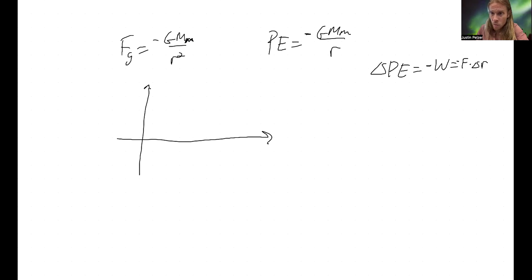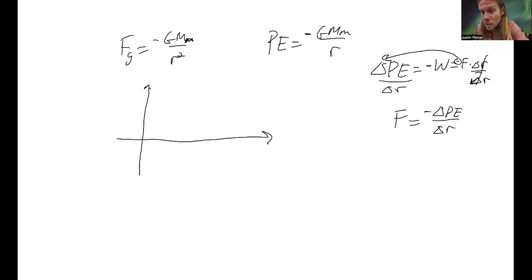So I'm simply going to divide by this on both sides. So divide by delta R, divide by delta R, right? Cancels over here, and I get force. I'm also going to divide by -1, bring that over here. Force then equals negative delta PE over delta R. Obviously, I could do delta X or delta Y or delta Z or delta D, right? Remember, those are all distance variables, right?